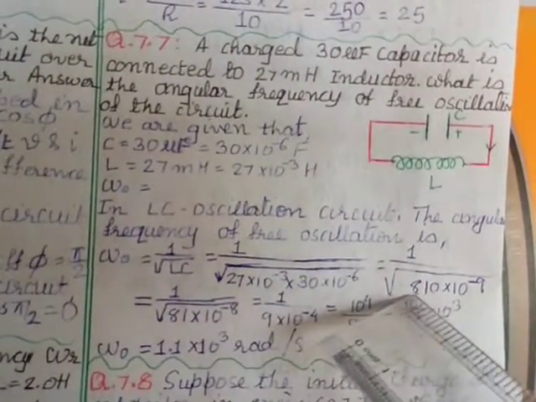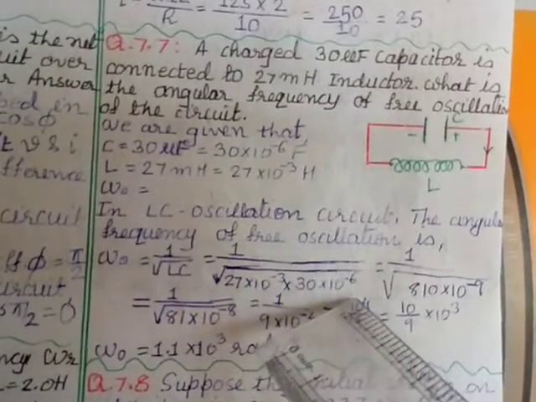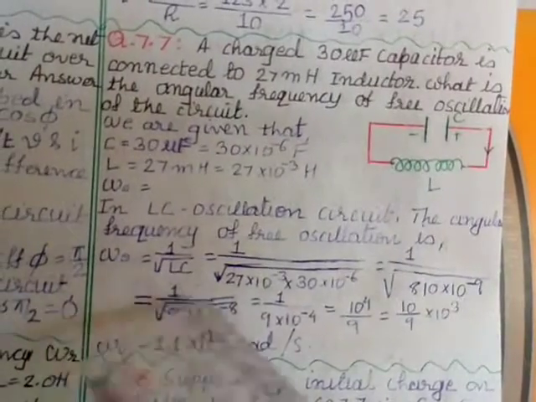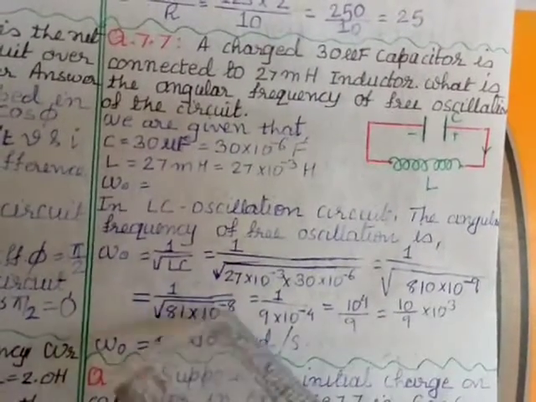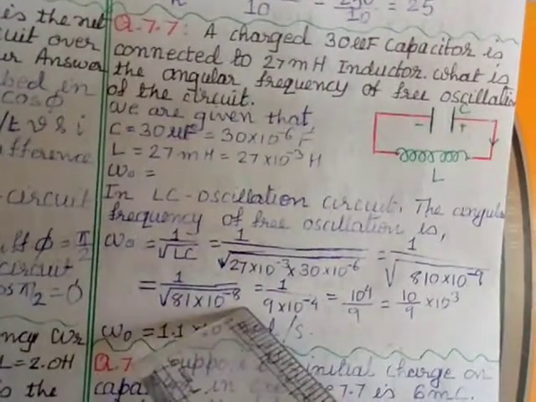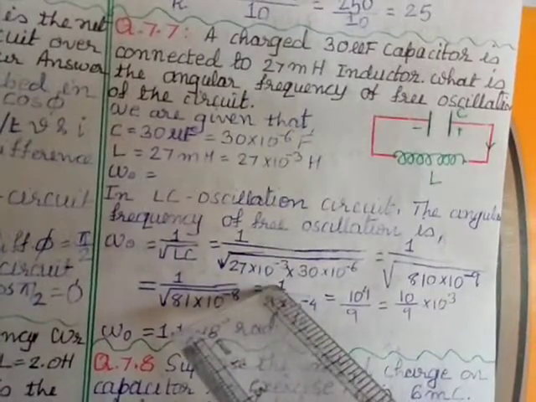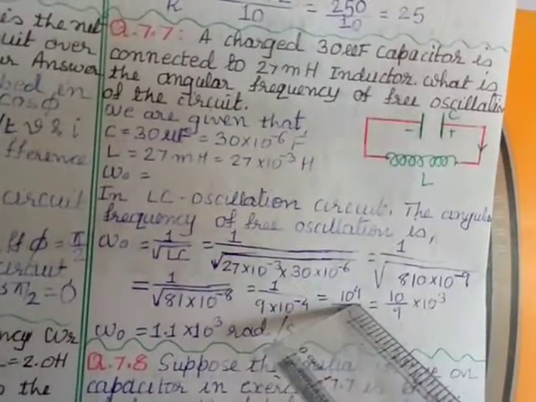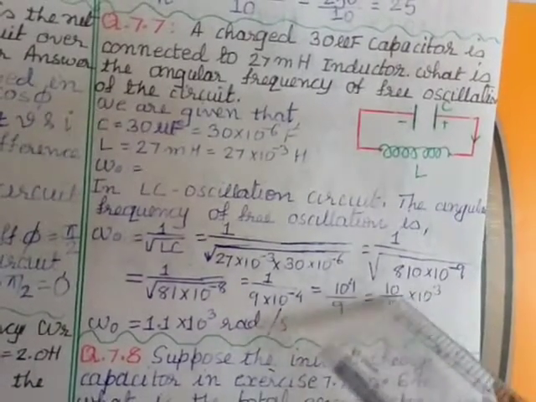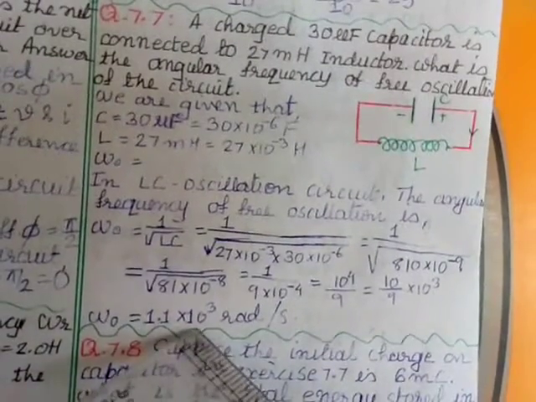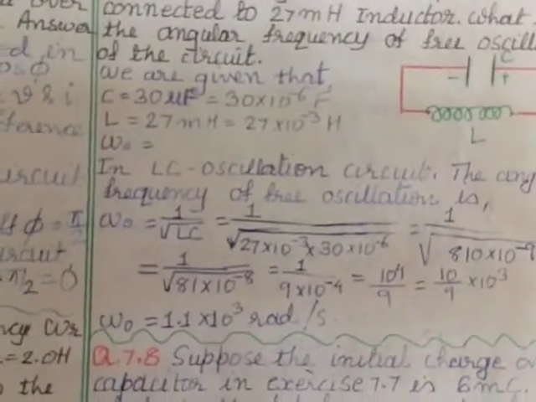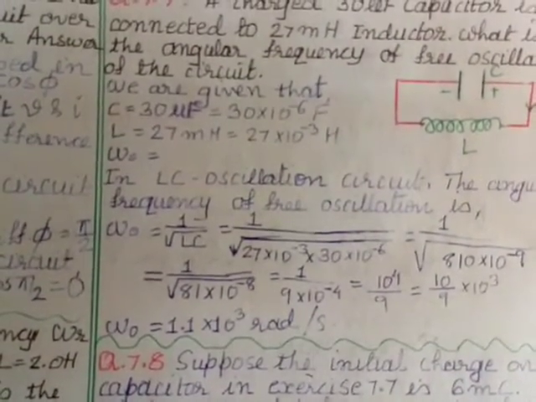27 into 30 gives you 810, and 10 power minus 3 into 10 power minus 6 gives you 10 power minus 9. This can be written as 1 divided by square root of 81 into 10 to the power minus 8. Square root of 81 is 9, and 10 power minus 8 is 10 to the power minus 4. This 10 to the power minus 4 take in the numerator, make it positive power. This can be written as 10 power 9 into 10 to the power 3, and this division gives you 1.1 into 10 to the power 3 radian per second. So that is the angular frequency of the free oscillation.